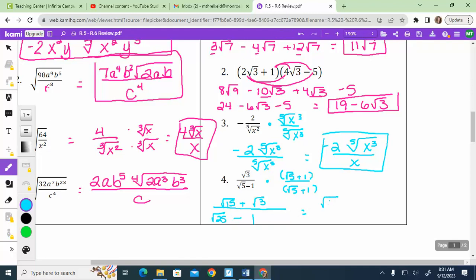I can't break down the square root of 15. I can't break down the square root of 3, but they're not like terms, so we can't add them. Square root of 25 is 5, so 5 minus 1 gives me a 4. Right, so we've kind of reviewed everything from these 2 sections. Do you guys have questions for me?